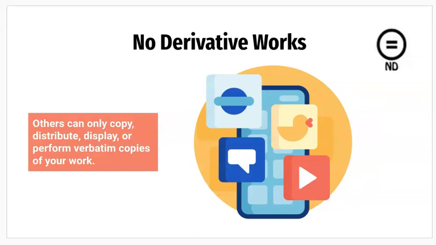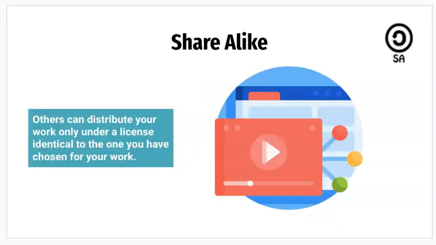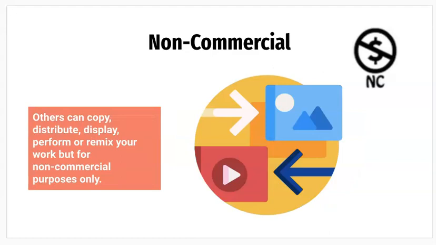Next is the no derivative works. Others can only copy, distribute, display, or perform verbatim copies of your work. And finally, we have share alike. Others can distribute your work only under a license identical to the one that you have chosen. And then non-commercial. Others can copy, distribute, display, perform, or remix your work, but for non-commercial purposes only.